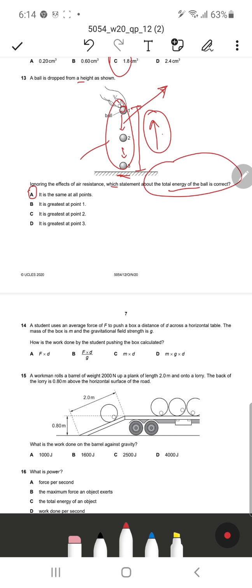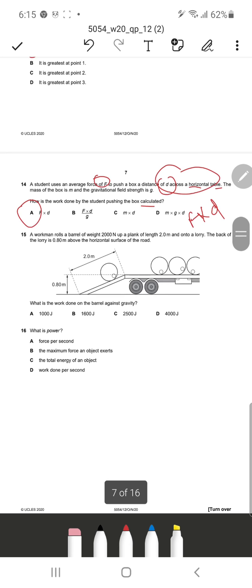Okay, number 14. It says a student uses an average force F to push a box a distance d across a horizontal table. The mass of the box is m and the gravitational field strength is g. How is the work done by the student pushing the box calculated? Work done, we already know the formula: force times distance moved in the direction of the force. The force is given by A, and the box is pushed a distance d across the horizontal table. That's the distance moved in the direction of the force, which is given by A. We do not have to take m or g into consideration here. So A is the correct response. Very easy. Next, question number 15.